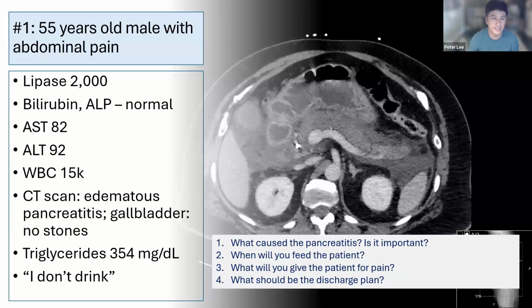Let's start with a case. A 55-year-old male with acute abdominal pain, lipase of 2000, mild transaminitis, but no cholestasis. White count is 15. CT scan is shown here: edematous pancreatitis. The gallbladder shows no stones. Ultrasound was not done. Triglyceride was in the 300s, and the patient states that he doesn't drink.